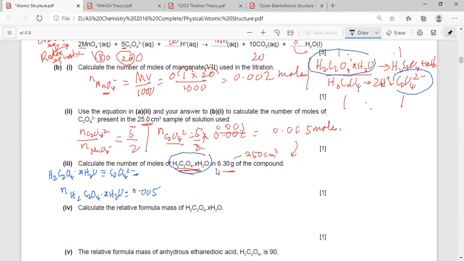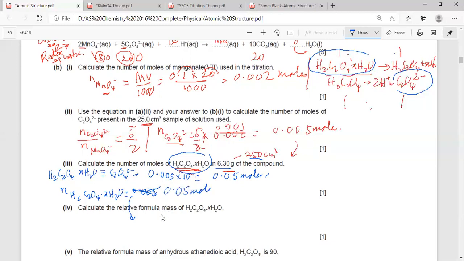Of course the mass is here, so how do you find it? From here you can find it is equal to 0.005 times what? Times 10. That's not it. Why? Because it's in 250. So it is equal to 0.05 moles. This is 0.05 moles.